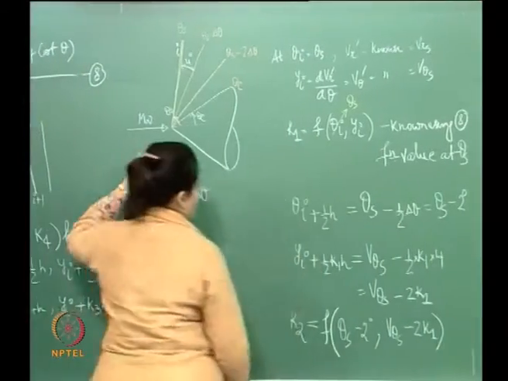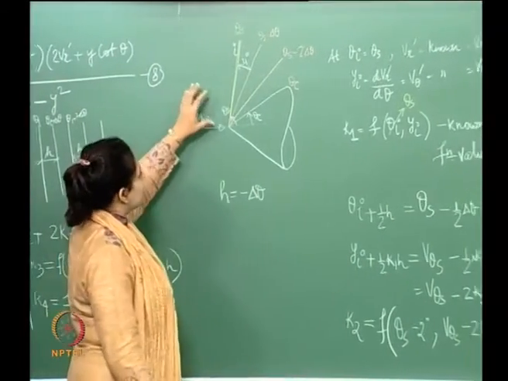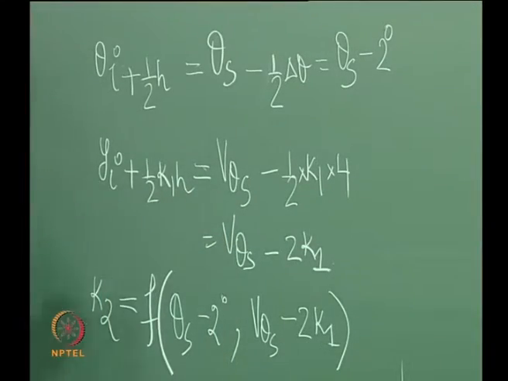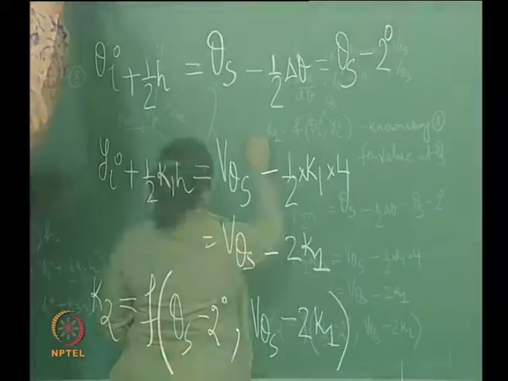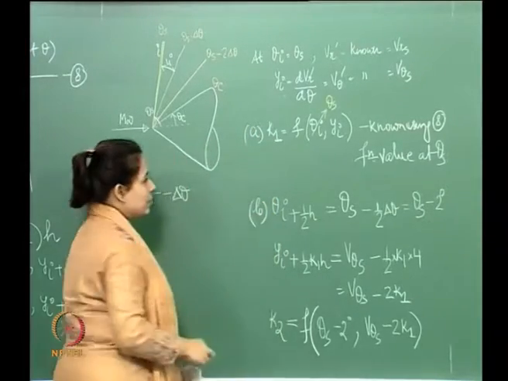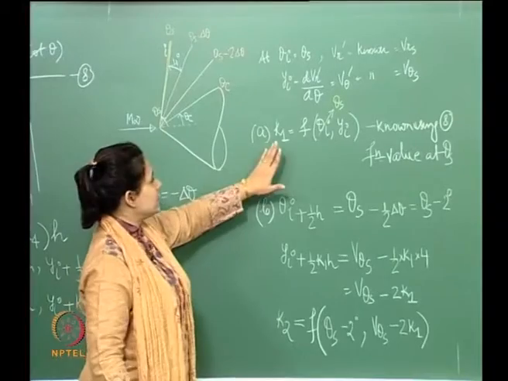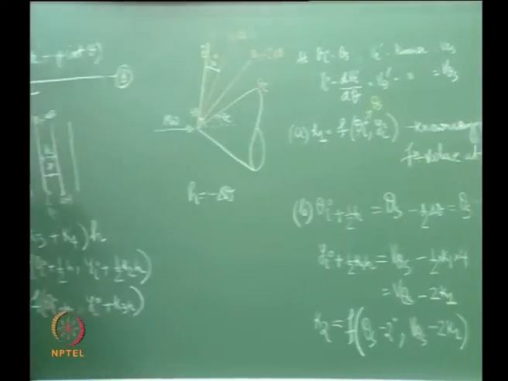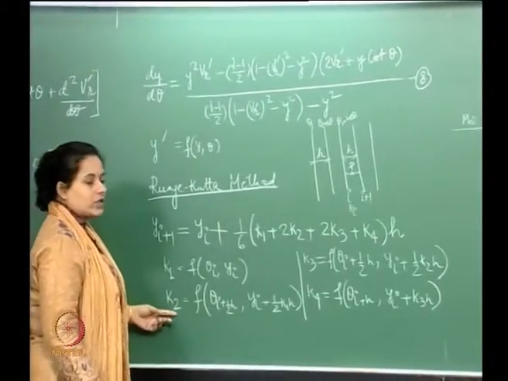So let us just go over this one more time. What we are trying to do here is calculate this. Let us call this A, and let us get down to B. Okay, so we calculated k 1. Now we come to k 2.